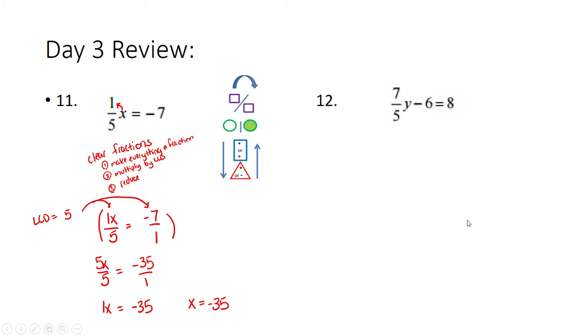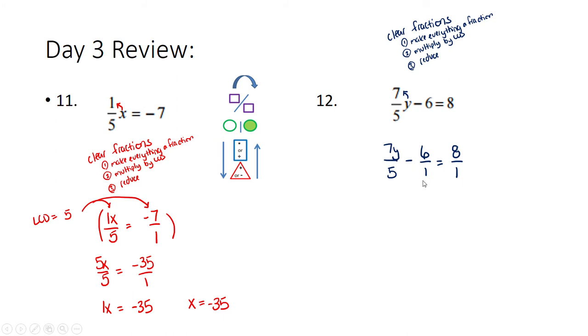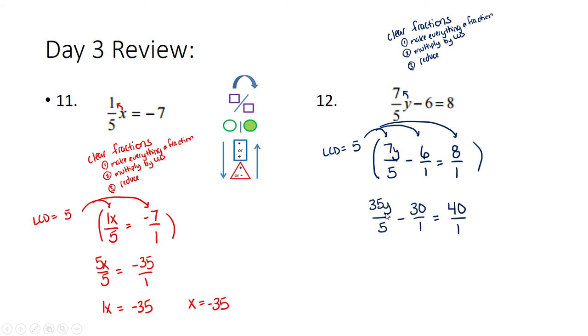Number 12 works pretty much the same. You would want to make everything a fraction because we need to clear fractions. So this -6 is its own term, so -6 needs to go over 1. And the y still needs to go in the numerator because that y is not separated by plus or minus. Now next we need to clear our fractions. Our LCD again here is 5, so you multiply 5 times all your numerators, and you have 35y over 5 minus 30 over 1, equals 40 over 1. If you reduce 35y divided by 5, it becomes 7y minus 30 equals 40.